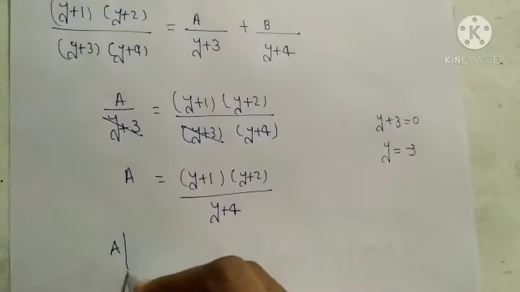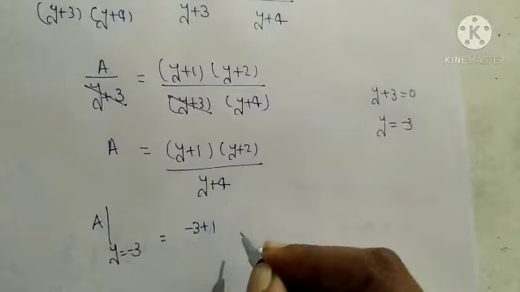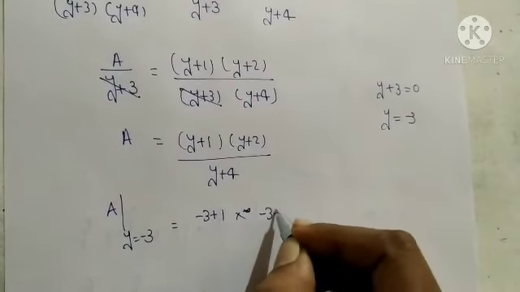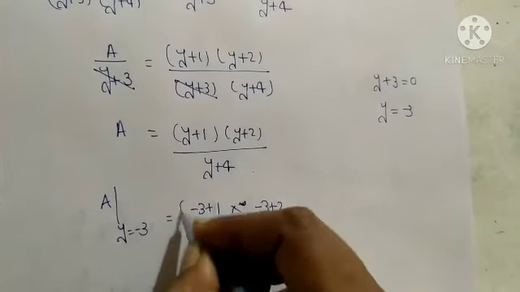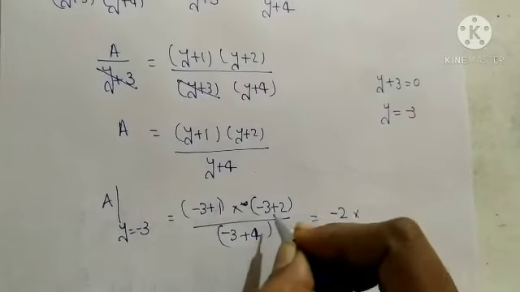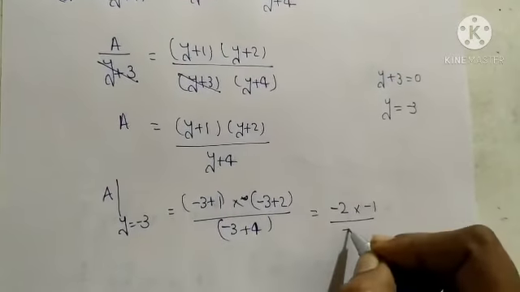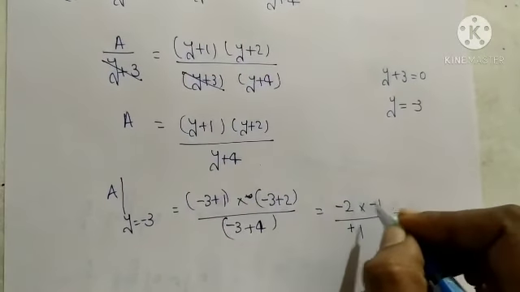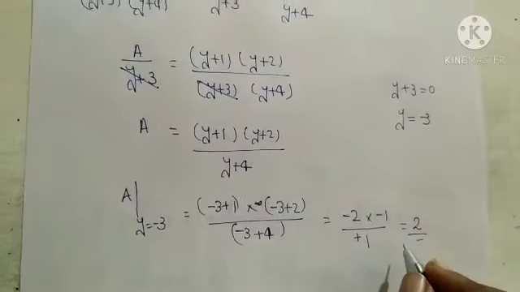So substituting y equal to minus 3 in a, here we get minus 3 plus 1 into minus 3 plus 2 divided by minus 3 plus 4. So minus 3 plus 1 will become minus 2. Minus 3 plus 2 becomes minus 1, divided by minus 3 plus 4 becomes plus 1. So minus 2 into minus 1 will become 2. So the value of a is 2.